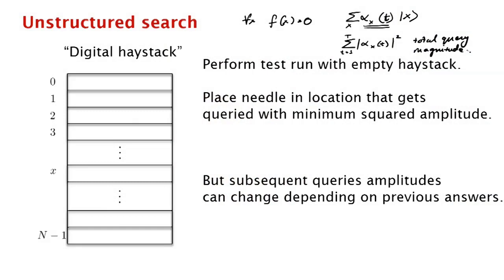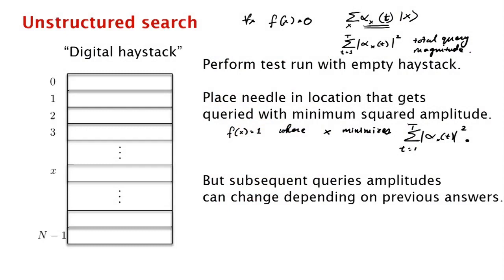And we are going to place the needle in that location. So we let f of x equal to 1, where x minimizes the summation over t equal to 1 to capital T of alpha x t magnitude squared. And we're going to claim that unless capital T is large, this quantum algorithm is still going to answer that the haystack is empty with high probability, even when we place the needle at x.